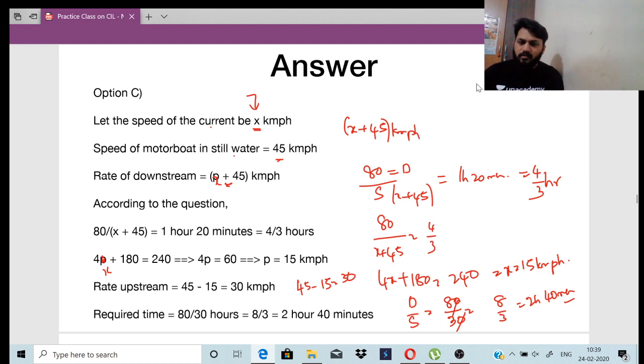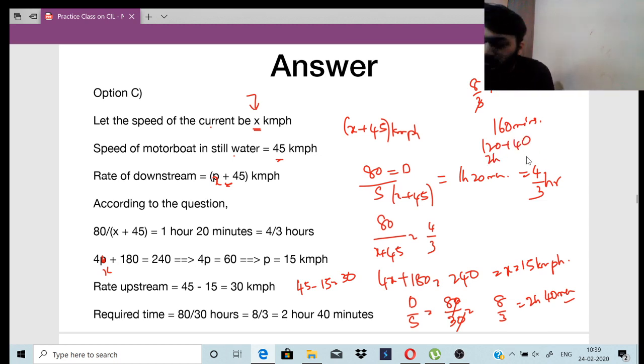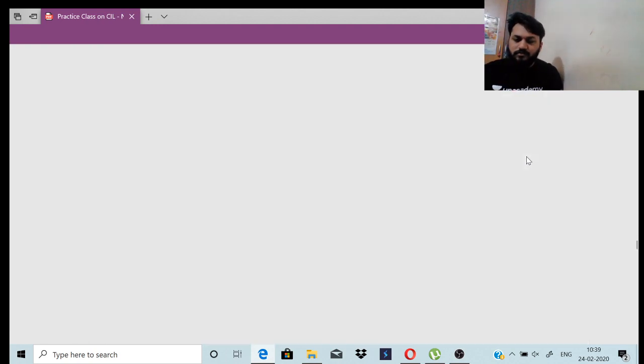Okay, see, don't get confused here. 8 by 3 into 60, 3 ones are 3, 20s are 8, 20s are 160 minutes, right? 160 minutes, what does that mean? It is 120 plus 40, right? So it is 2 hours 40 minutes. Chalo, okay, we'll move on to the next one now.